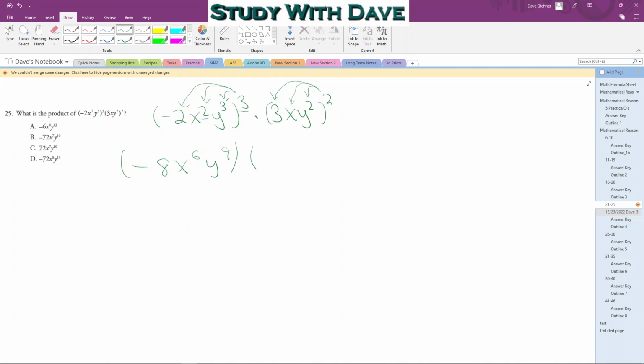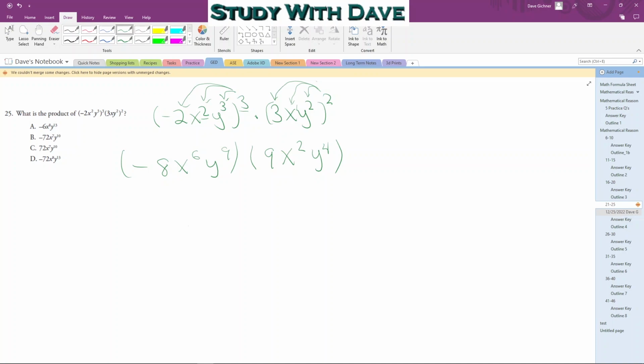So we have 3 squared is going to be 9. And then that's just x to the 1, so x to the 2 times 1 is just 2, so x squared. And this is y to the 2 times 2, this is going to be y to the 4. Okay? Now let's take it another step.